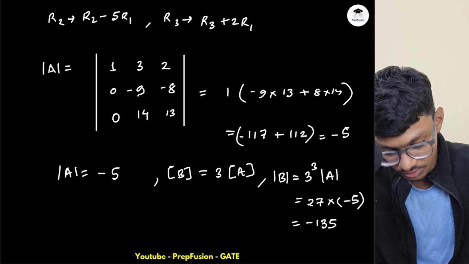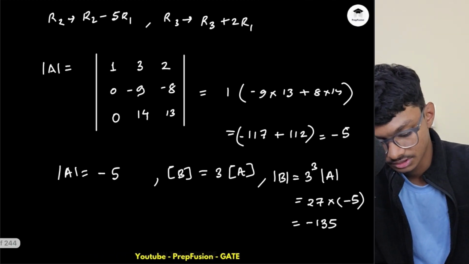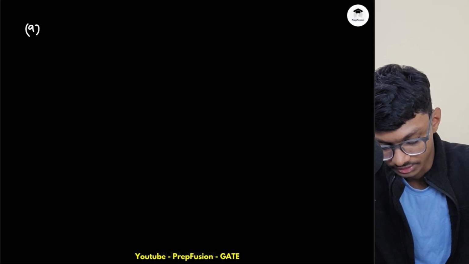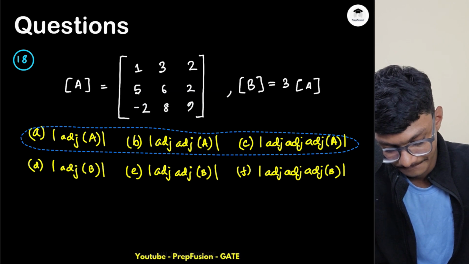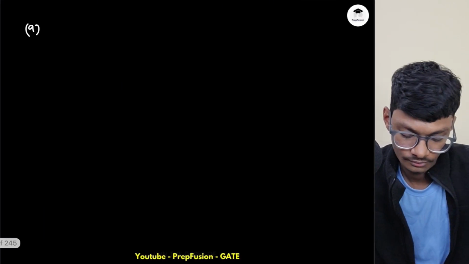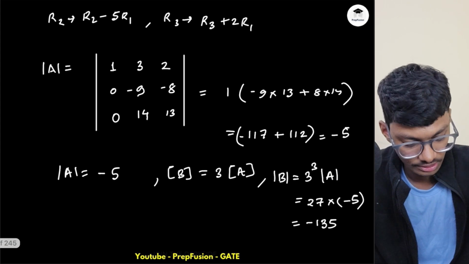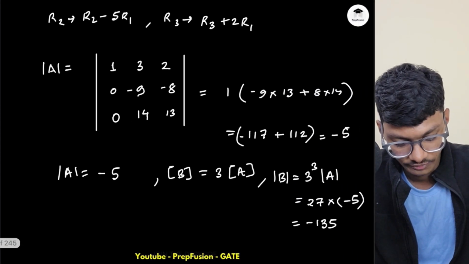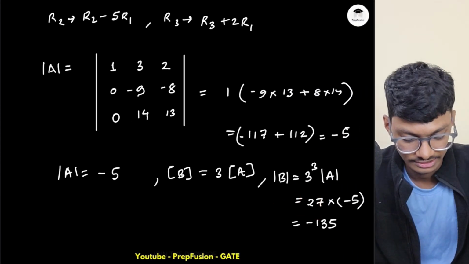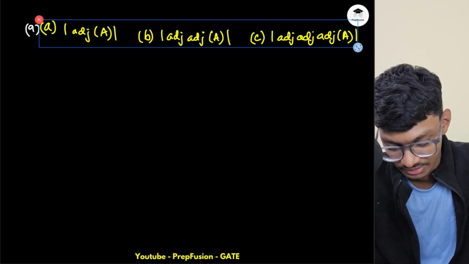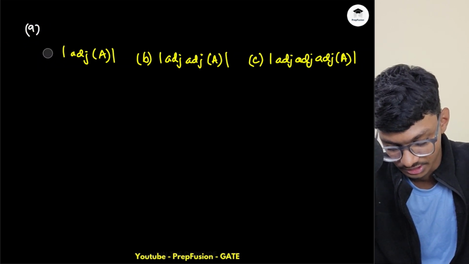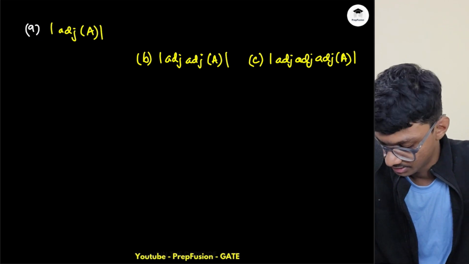Now let's solve the questions. The first question is the determinant of adjoint of A. Let's solve them one by one. So let me just copy this. This 27 is too big of a number. I could change the question, but let's not change it, because some of you may have already solved it and may get upset. It is just a big number, but that's fine.